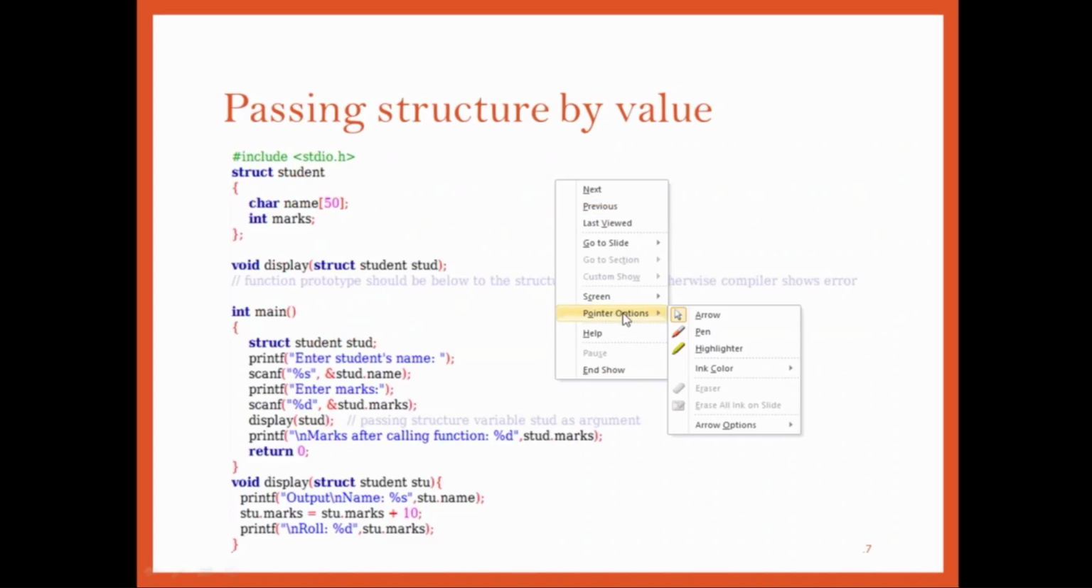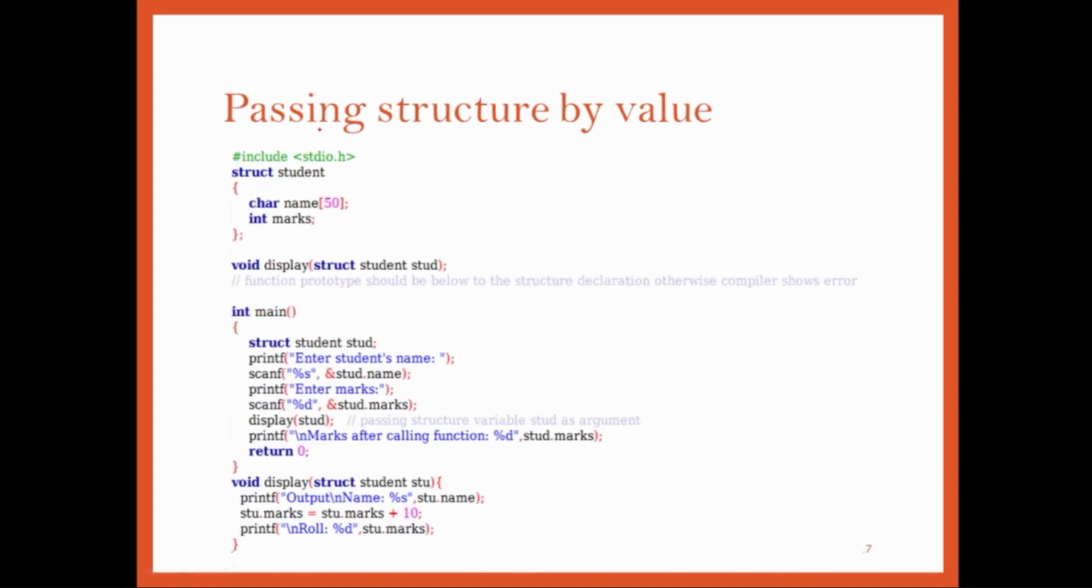The function prototype should be below the structure declaration, otherwise the compiler shows errors. So here, passing structure by value, hash include stdio.h, the standard input output header file. struct is a keyword and student is my structure name. In that we are taking a char data type and an int data type: name is the first field and marks is another field, so we are using two different data types. Here we have to declare this structure.